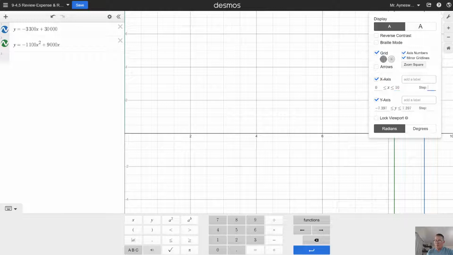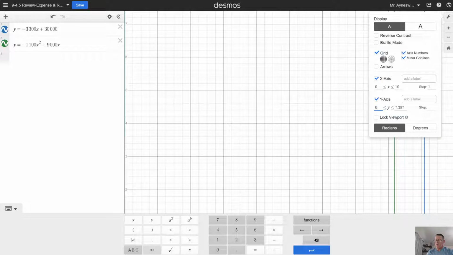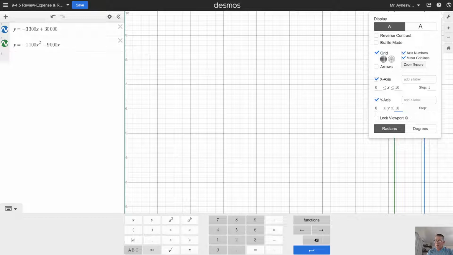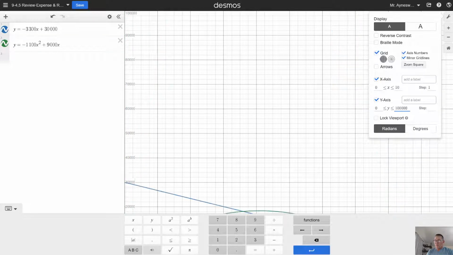Step 1 is fine, which means you can't buy fractions on the x-axis or the price axis. And then the revenue can't go negative in this situation. So we're going to go from 0 to something huge here. And usually what I do is I just type in 10 and I keep adding zeros until I can see the graph. Okay, so that's too big. So 100,000 is too big. So we're going to go maybe, let's try 50,000 instead.